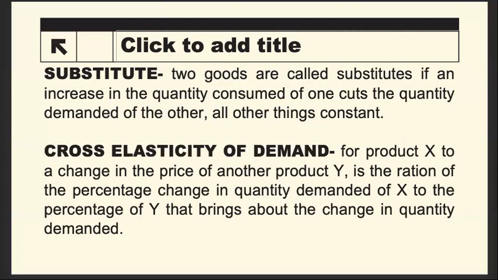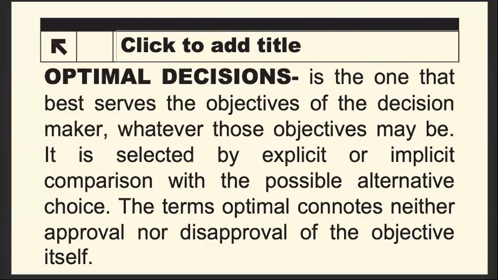For the last one, we have the optimal decision, which is one that best serves the objectives of the decision maker, whatever those objectives may be. It is selected by explicit or implicit comparison with a possible alternative choice. The term optimal connotes neither approval nor disapproval of the objective itself.